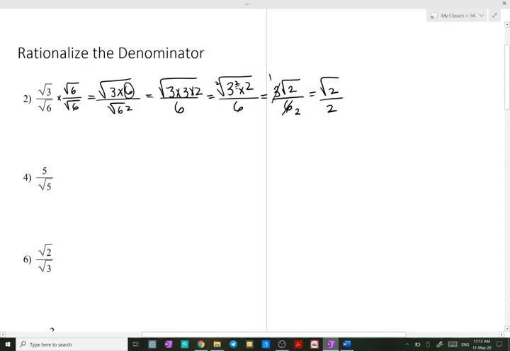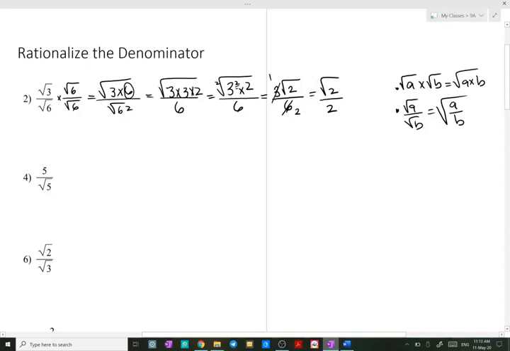Keeping in mind that here we have to use the rule which says square root a times square root b is equal to square root a times b. Also, we might use square root a over square root b is equal to the big square root of a over b.